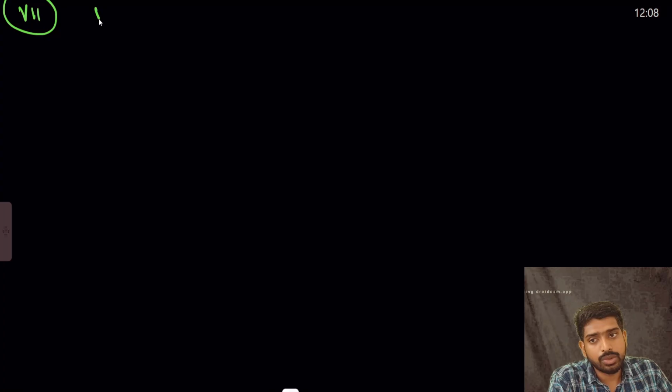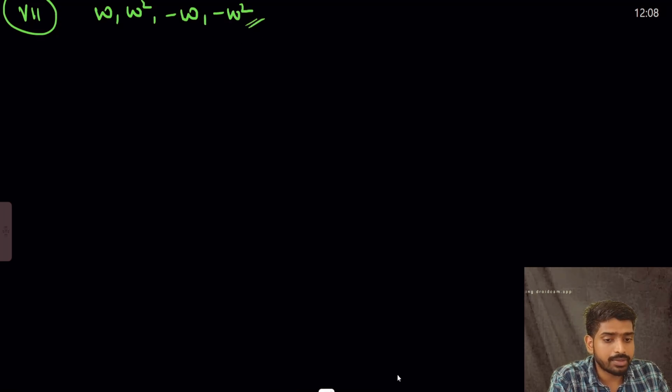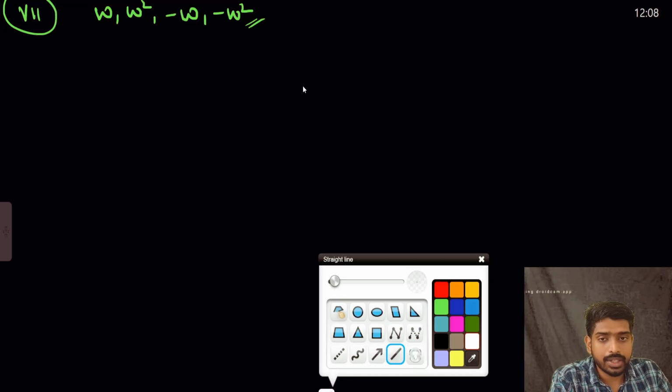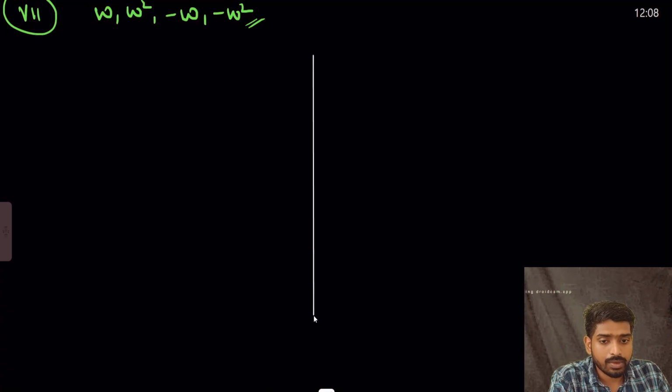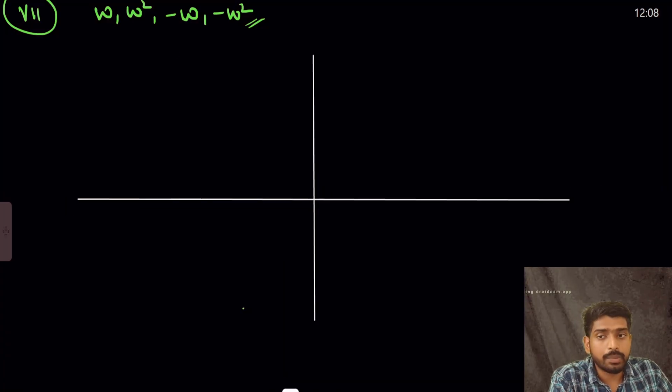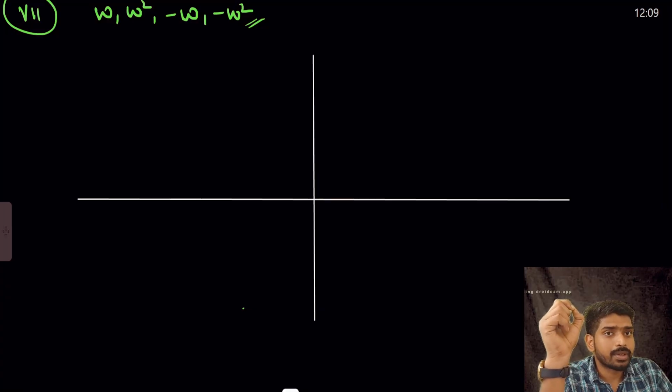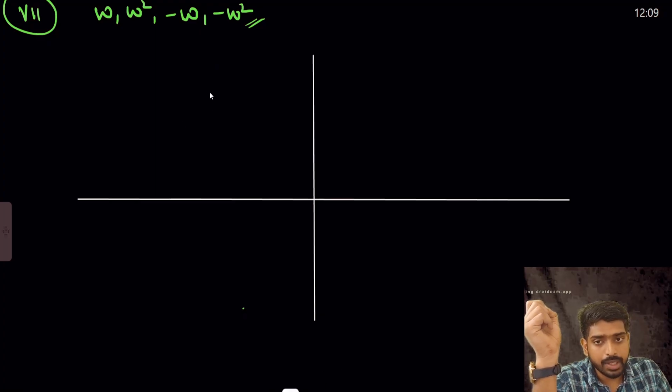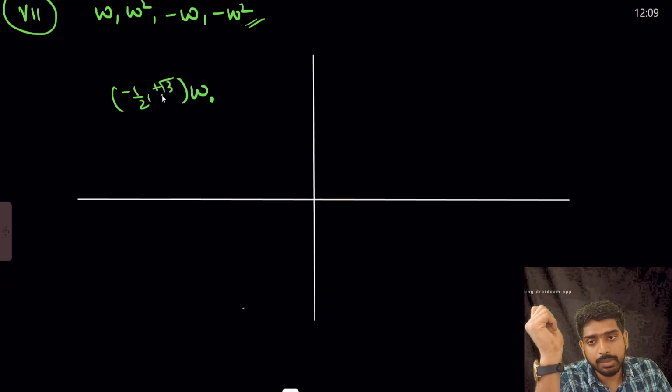If we plot omega, omega square, minus omega and minus omega square on the complex plane, let's see what we get. Where is omega? Omega is minus 1 by 2 plus iota root 3 by 2. Omega lies in the second quadrant, somewhere here. What is the coordinate of omega? Minus 1 by 2, comma, root 3 by 2.